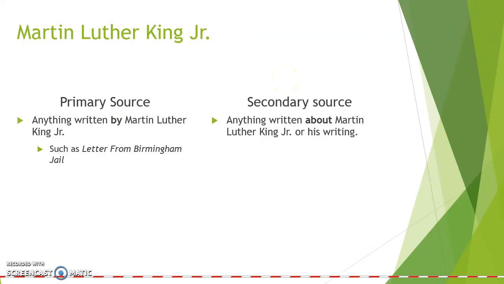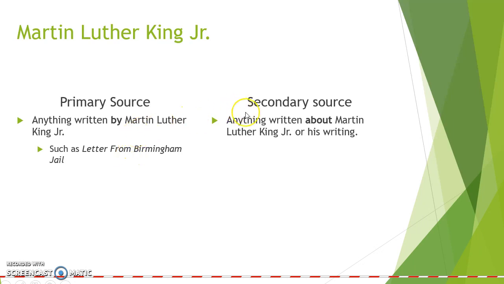All right, so here's just a little more direct example for our specific assignment. One of the revolutionaries you'll be writing on is Martin Luther King Jr. And so a primary source would be anything written by Martin Luther King Jr. If you're writing about him, a primary source is anything that he wrote, such as Letter from Birmingham Jail, which is what we are using. That is a primary source.